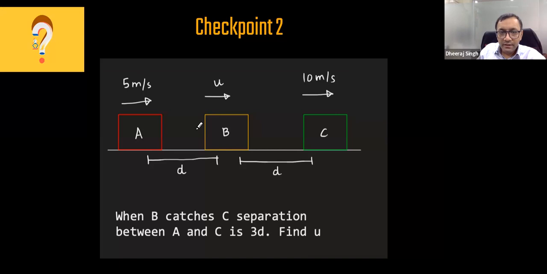All right, so let us discuss now. B catches C, you need to find separation between A and C. When B catches C, do you think that we need to first find out what is the time taken for B to catch C? Yes or no? Right? So what is the velocity of approach between B and C? With what velocity B and C are approaching each other?